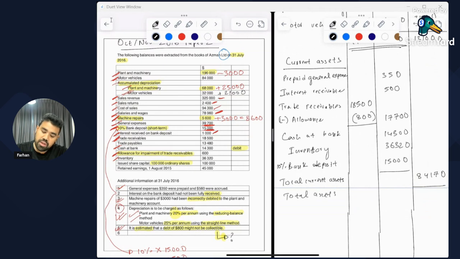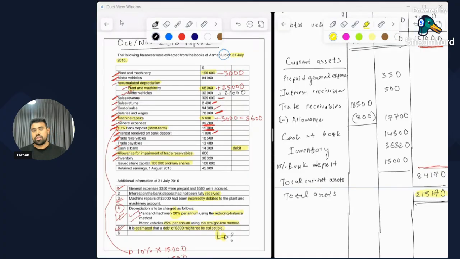So 131,000 plus 84,170. So let's see. So 131,000 plus 84,170, which gives us total assets of 215,170. Okay, so this is the amount that we have to make sure is equal to the total of equity and liabilities added together. Okay, all right.